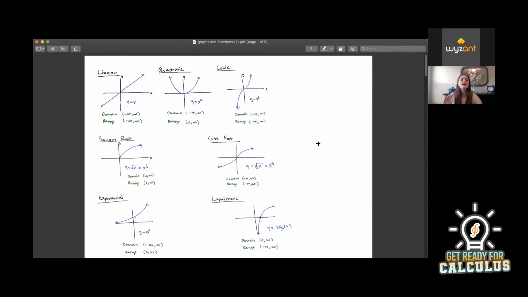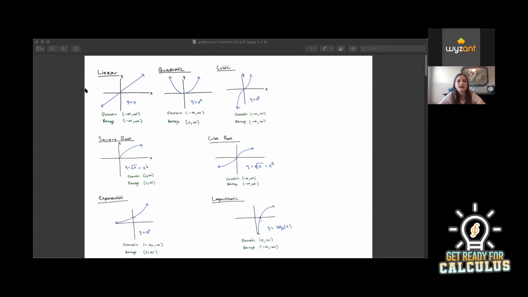Okay, so today I really want to focus on getting comfortable with parent graphs and being able to recognize them and use them. The main graphs that I think you should know going into pre-calculus, you should be familiar with most, if not all of these, are on the board. The linear one, you'll probably feel very comfortable with.